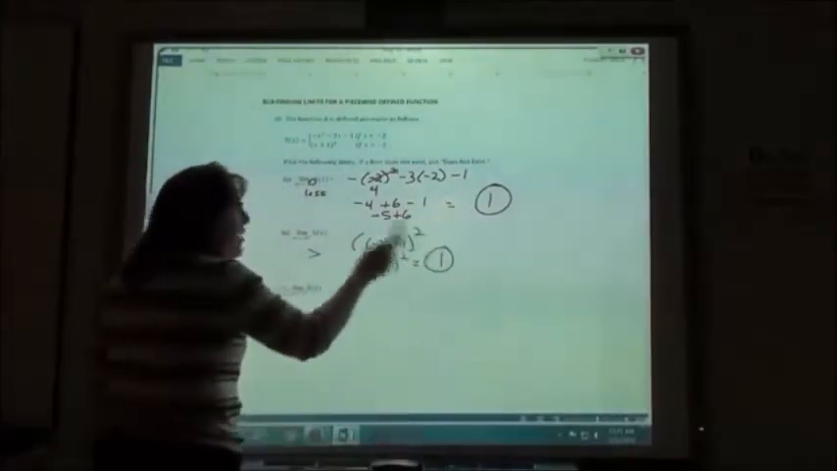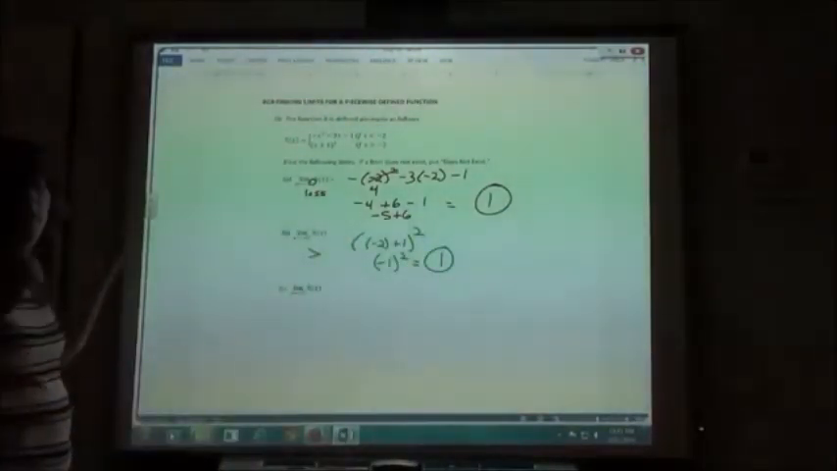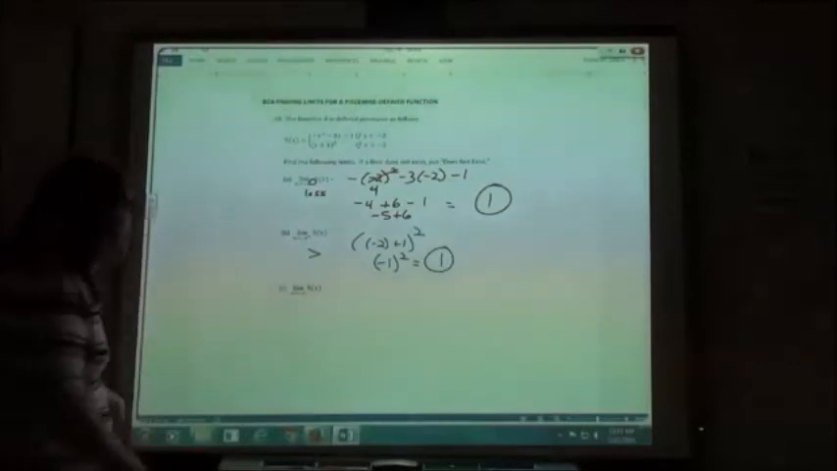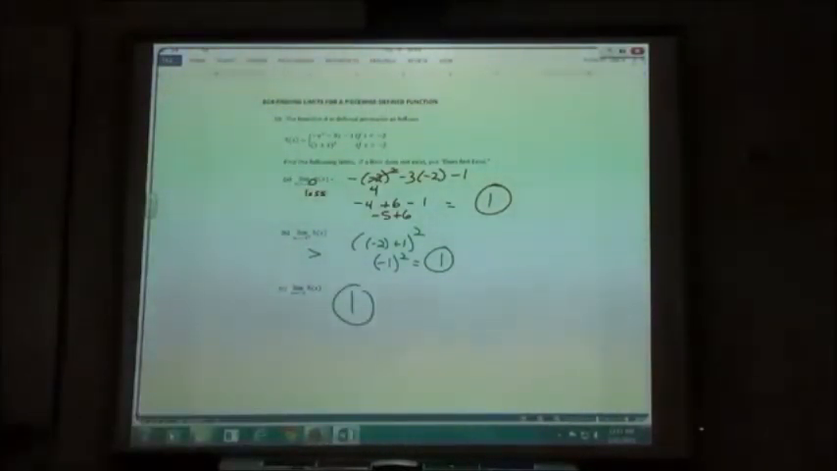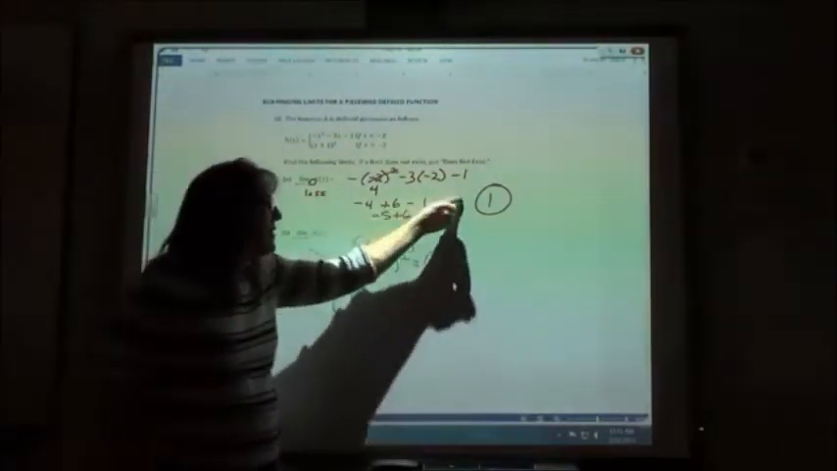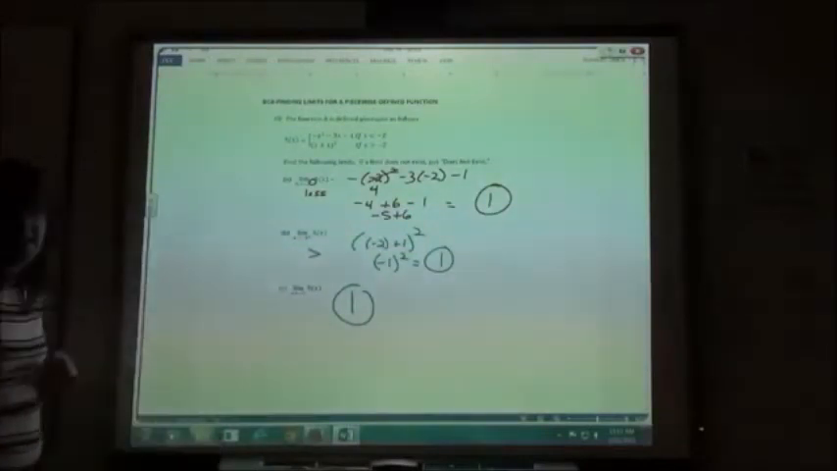Since both of these two numbers are the same thing, as I approach from both the negative direction and the positive direction, I approach 1. Therefore, my limit as x approaches -2 is a positive 1. If these two numbers are not the same, then my limit would not exist.